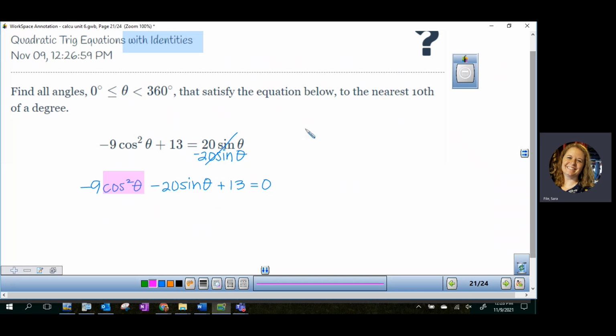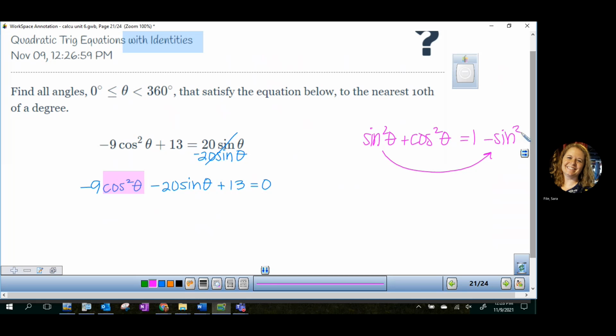Remember the trig ID, the Pythagorean trig ID says that sine squared plus cosine squared is 1. So if I want to know what is just cosine squared, I would subtract the sine squared to the other side. And that's what cosine squared would equal. So that's what I can replace it with to put it in terms of sine. So I do that substitution. Everything else stays the same.